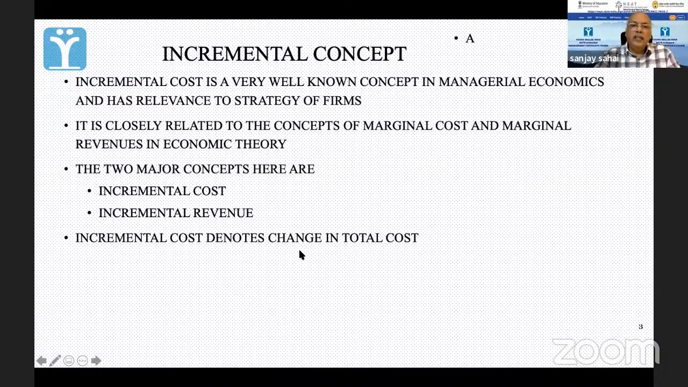Incremental cost denotes change in total cost. So what is total cost here? Let's say you want to produce something. Now, there are two types of costs very generally which you can think of. Some are those costs which are related to setting up the whole production enterprise. For example, you set up a factory, you put in machines, you brought in labor. There's a certain amount of fixed investment which you have done. Even if you don't produce a single unit, you have already made this investment. This is like a fixed cost.